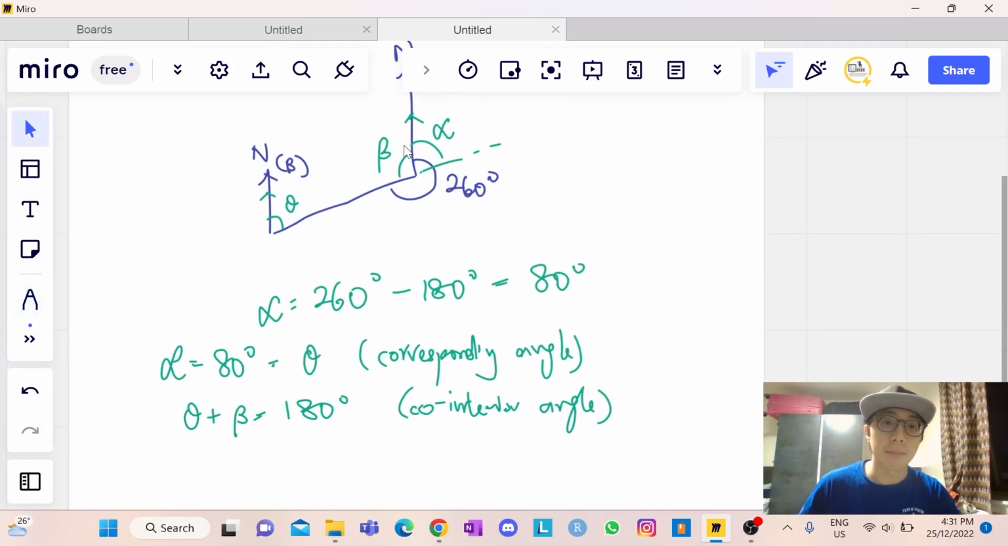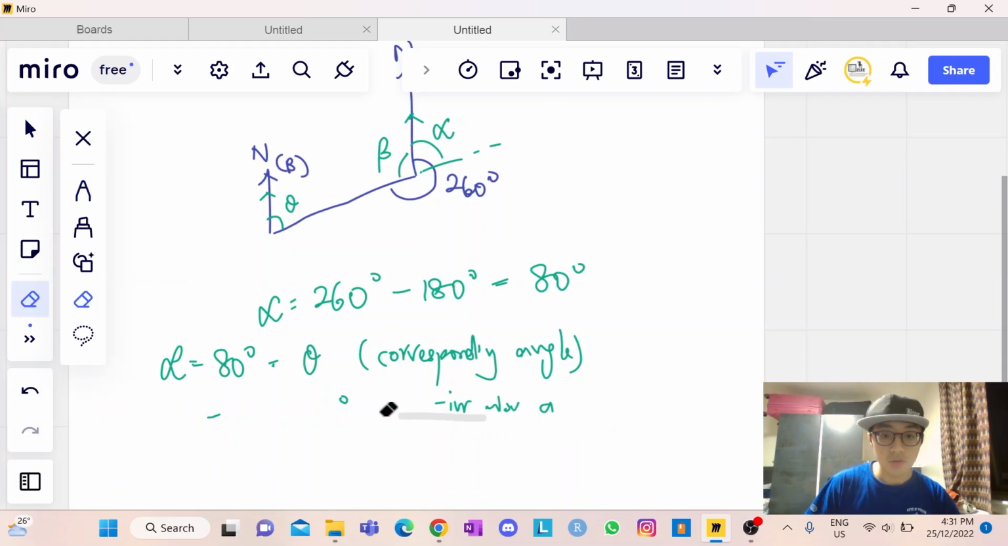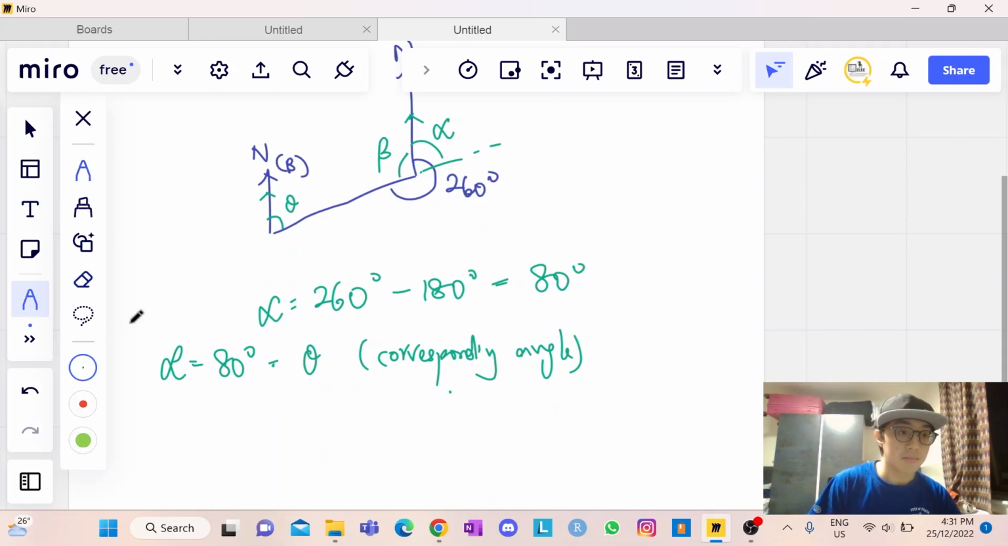So how do you get beta right here? 360, okay. So from this, maybe I should use a different color so that you can see that by using different methods, you can get the same answer.